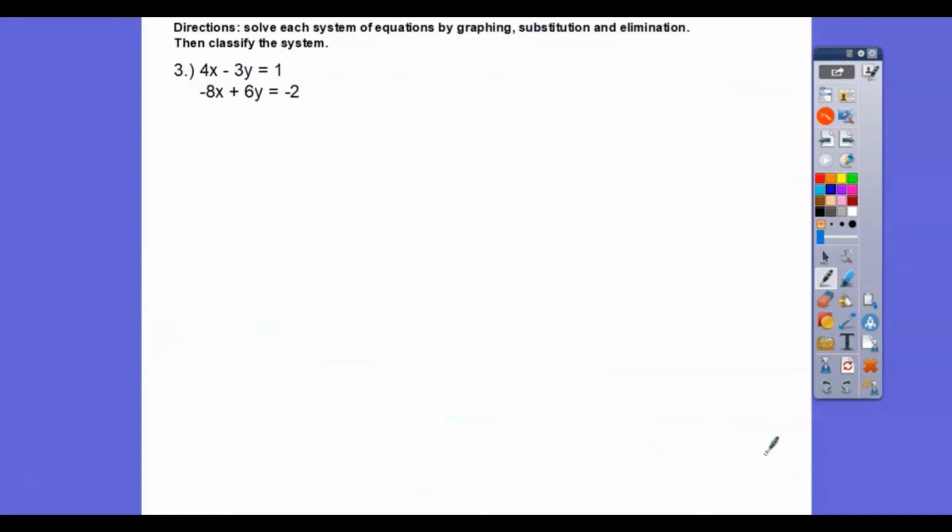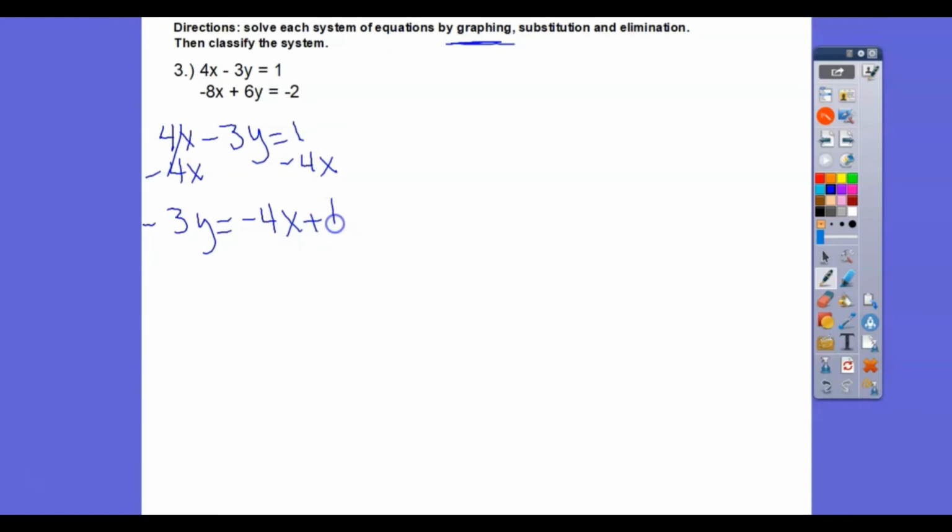Example number 3. We're going to do the same exact problem with graphing, substitution, and elimination. We're going to go ahead and start by graphing. In order for us to graph, we have to get the y's by themselves. So 4x minus 3y equals 1. I subtract 4x from both sides. I get negative 3y is equal to negative 4x plus 1. Divide everything by negative 3.